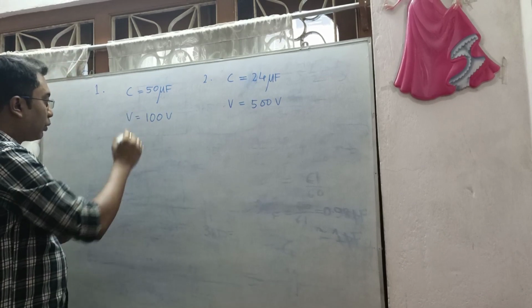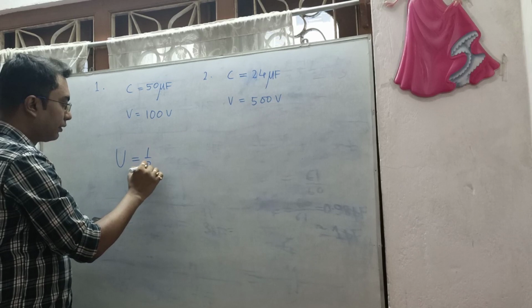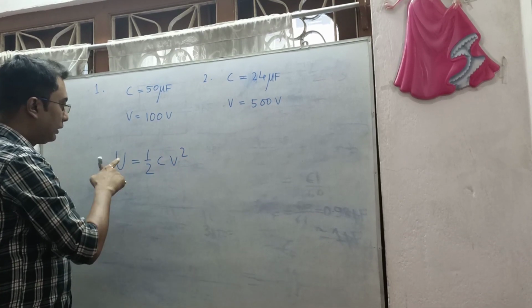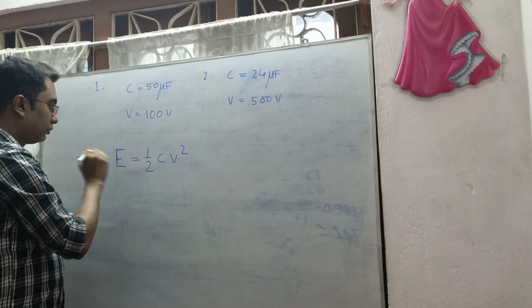Now the formula for energy stored in a capacitor U is equal to half C V square. You can write it as U or you can write it as E also, no problem.